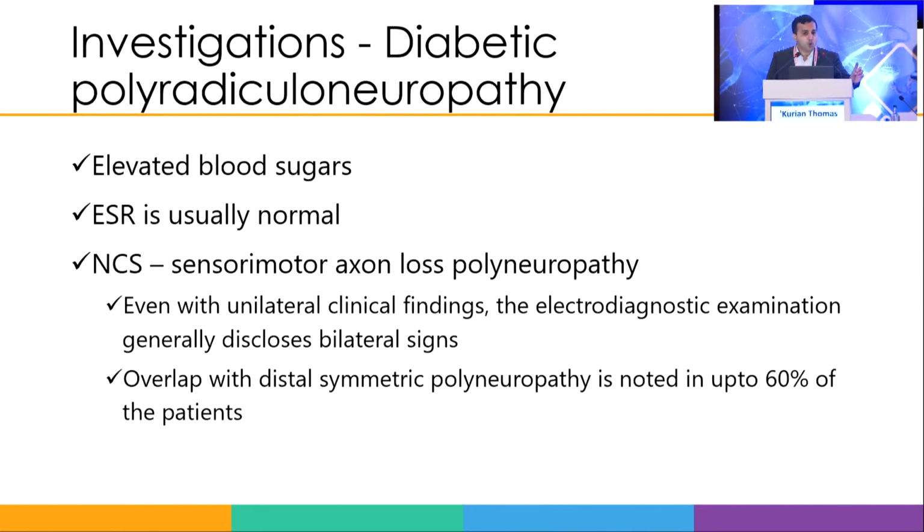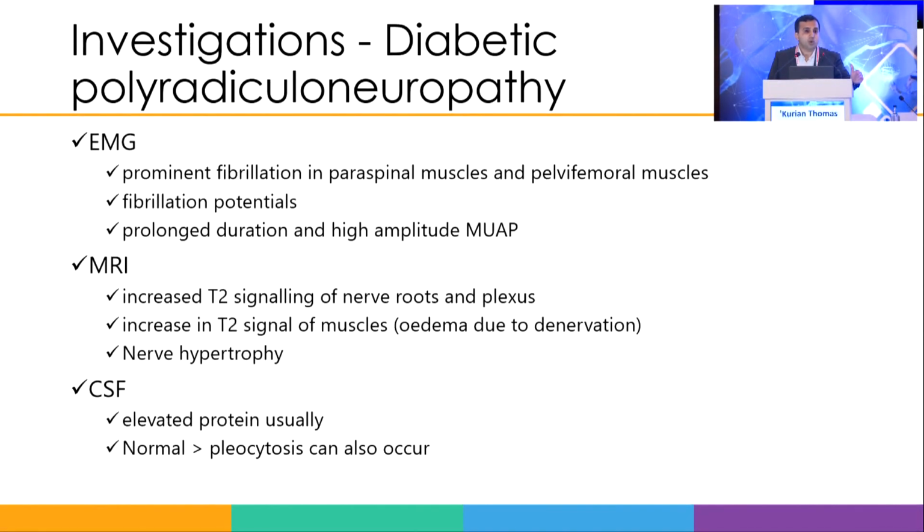The investigations show uncontrolled diabetes, and the neuropathy, when you do your electrophysiology, it is an axonal neuropathy. That is where there will be a prominent wasting. EMG will show a neurogenic pattern with a denervation. Your MRI will show hyperintensities involving the nerve root and the plexus. CSF analysis can be normal but may have elevated protein with normal cells.